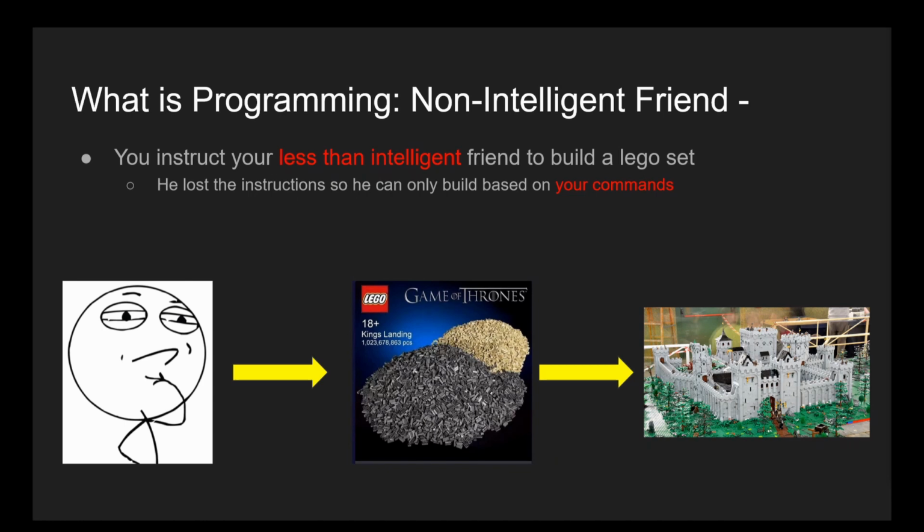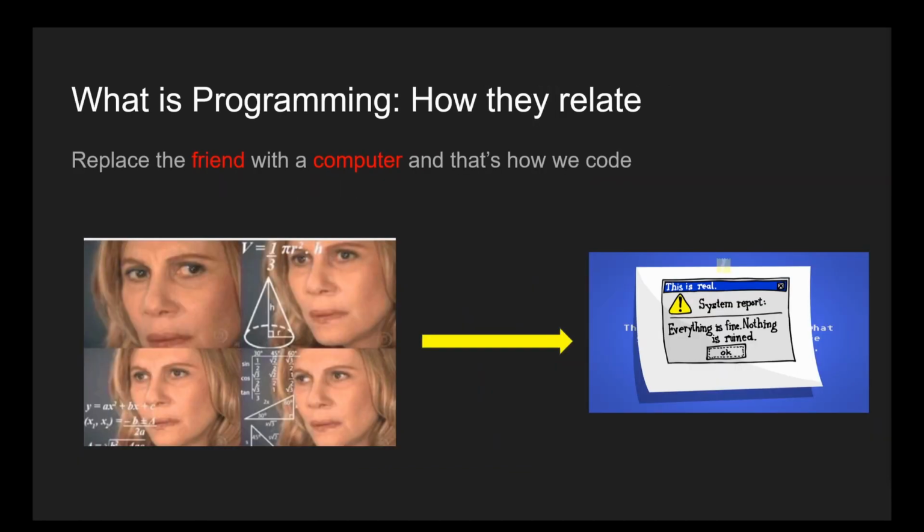Giving instructions to your friend is very similar to how programmers code. Instead of a less than intelligent friend, you have a less than intelligent computer, and instead of instructions on how to build a Lego set, we are feeding it information on how to complete a program like a web application.